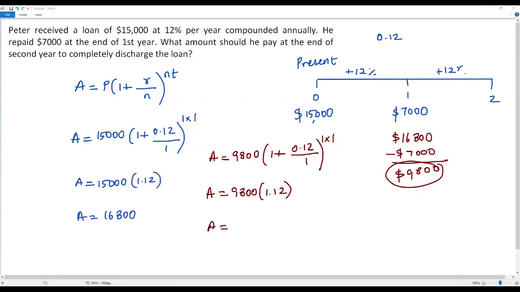Now what I have to do is multiply this 9,800 by 1.12. When I do so, I am getting 10,976. So at the end of the second year, Peter has to pay $10,976 to completely discharge the loan.